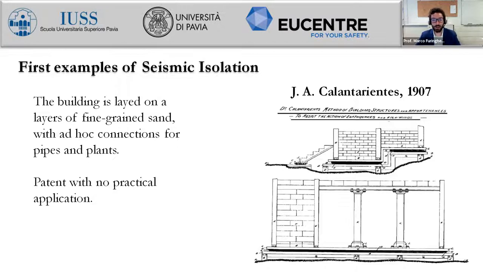But it is the first study where there is attention not only to the layer which tries to decouple the building with respect to the ground, but also with respect to plants and pipes, because we will see later in the slides, we try to decouple the building with respect to the ground, but this movement generally is also subjected to the pipes and plants. So we have to study something about the plants, and maybe in this patent something was discussed, and there was a particular connection, a flexible connection, which allows displacements to occur.